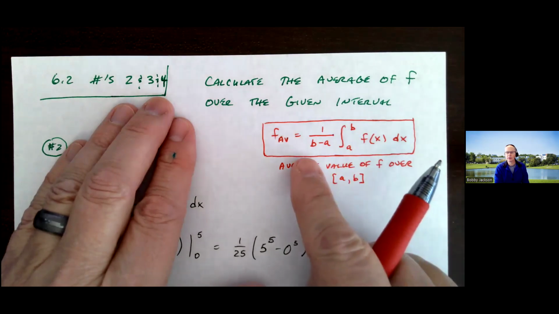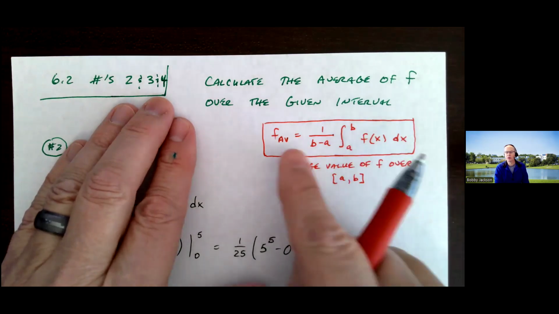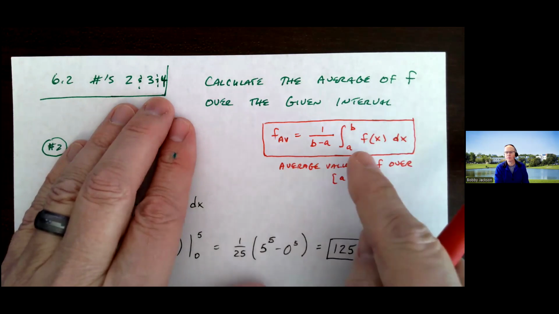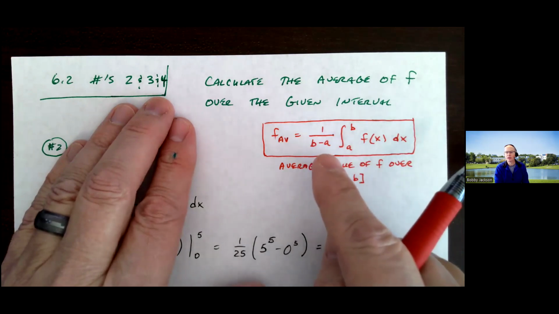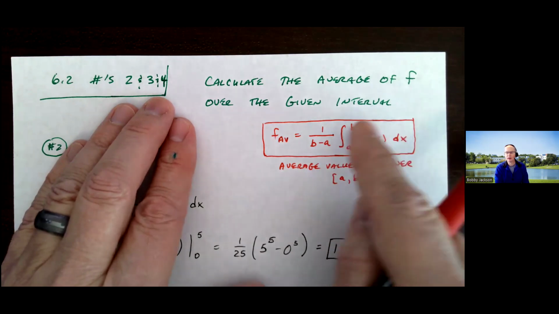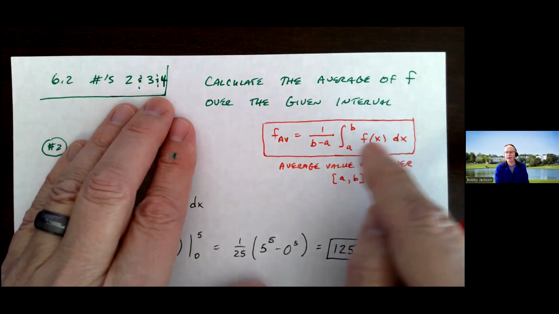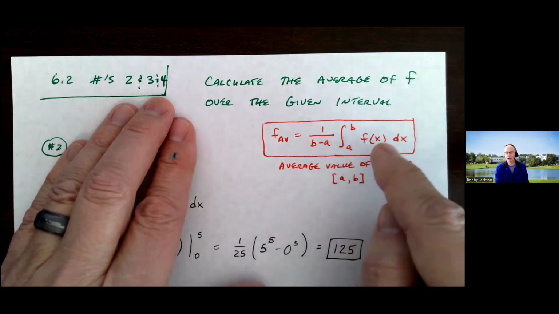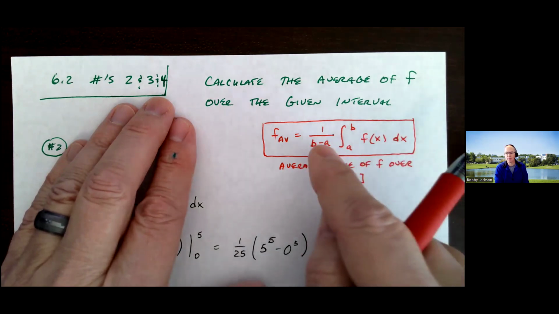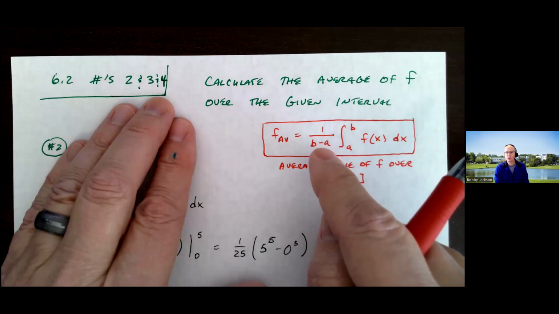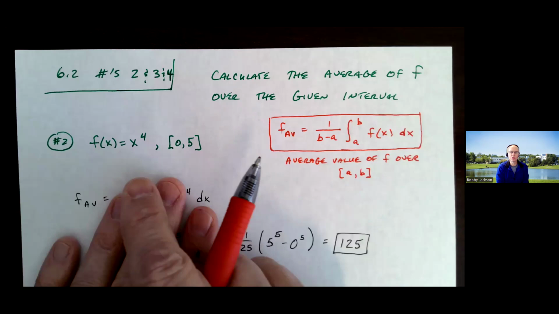So recall, this is the average value. You will need to know this relationship. And again, it's essentially the integration from a to b of the function. Integrating the function over the interval from a to b is like adding up, essentially, an infinite number of values, if you think about it, and then dividing by the length of the interval. That gives us the average value. So it's just number 2. We'll start with that one.